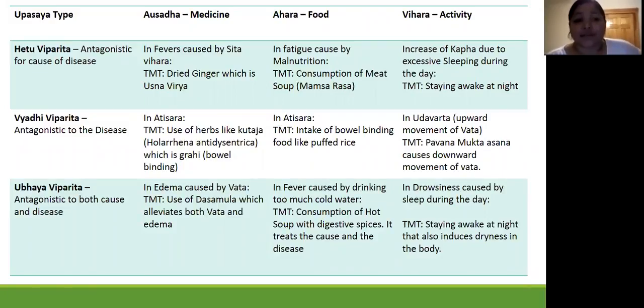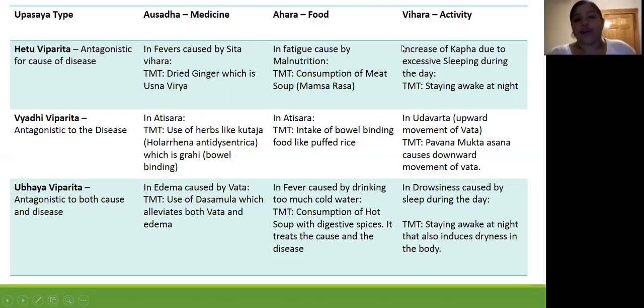An example of an upashaya, something that produces a positive effect that addresses the cause of the disease, is dried ginger. Dried ginger is ushna virya, it's hot in potency. It is opposite to the causative factor for the disease. So that's how it works in a positive manner. Now, does it make sense? So it is known as a hetu viparita aushada, or a medicine that is antagonistic to the cause.